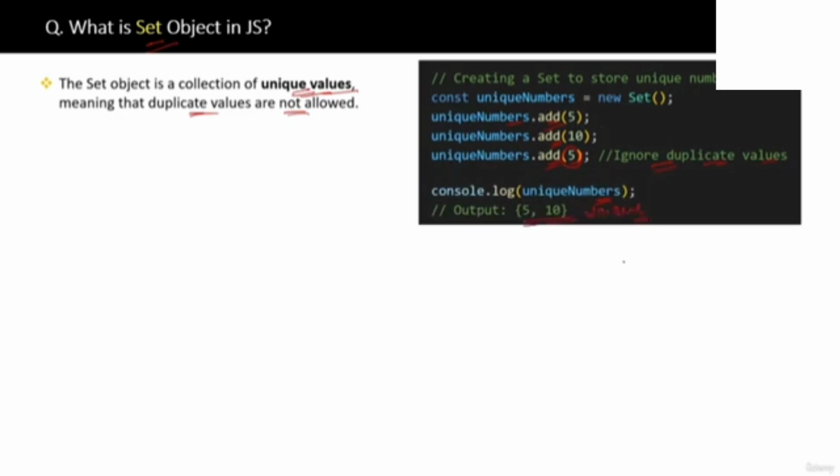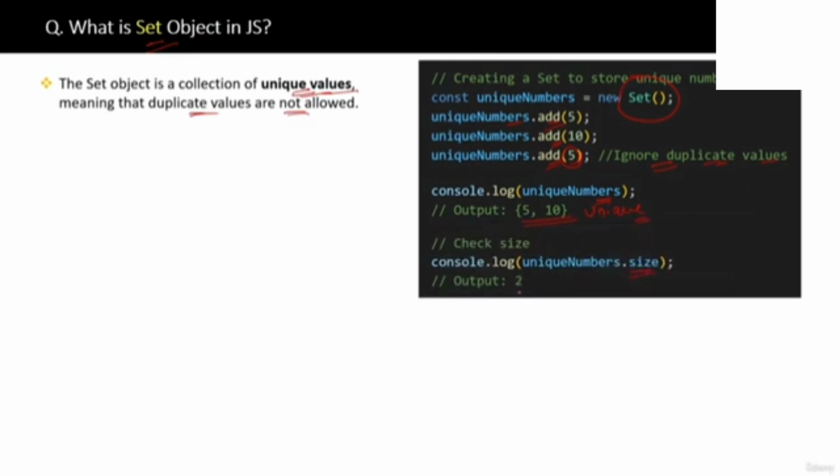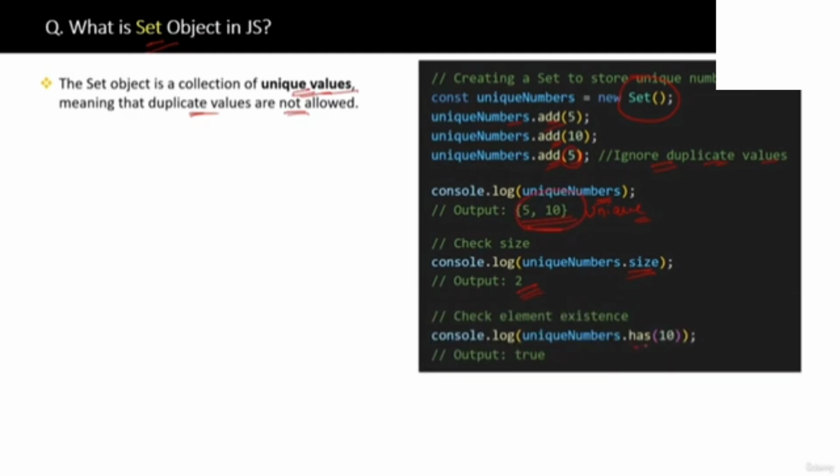This set also gives us some important methods. To get the number of elements in the set, we use the size property. If you remember, we have a similar property like the length property in arrays. You remember, right? Then if you want to check whether an element is present in the set, you can use the has method. Okay.